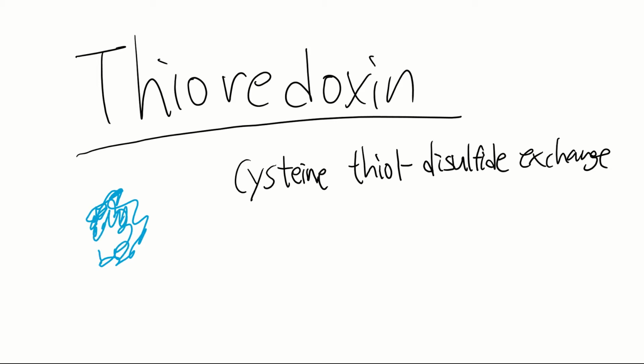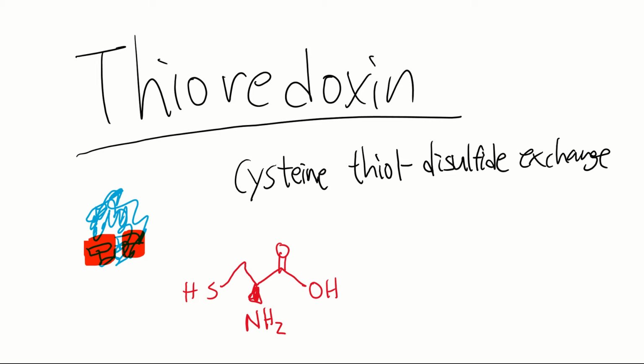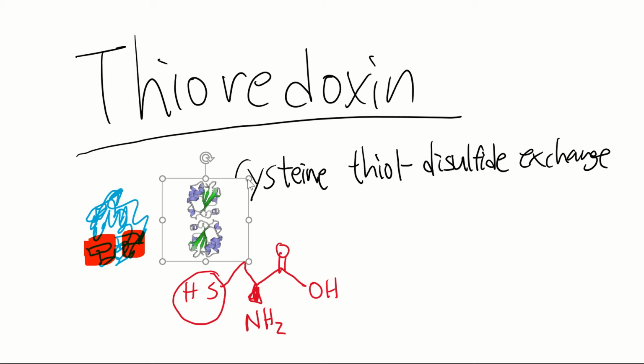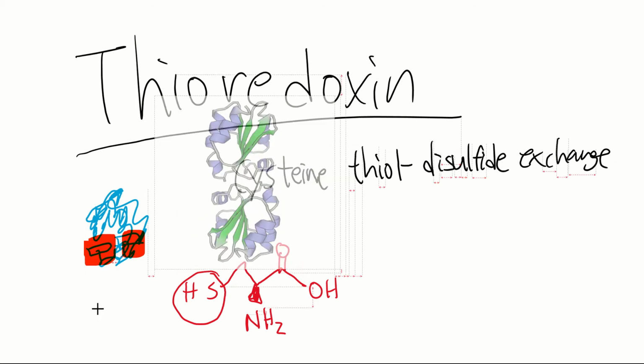And there are two cysteines here. These two cysteines at the end are the major key to the capability of thioredoxin to reduce other proteins. This is the structure of cysteine, and this is the major part where the reduction happens. This is the better demonstration of thioredoxin than my crappy drawing.